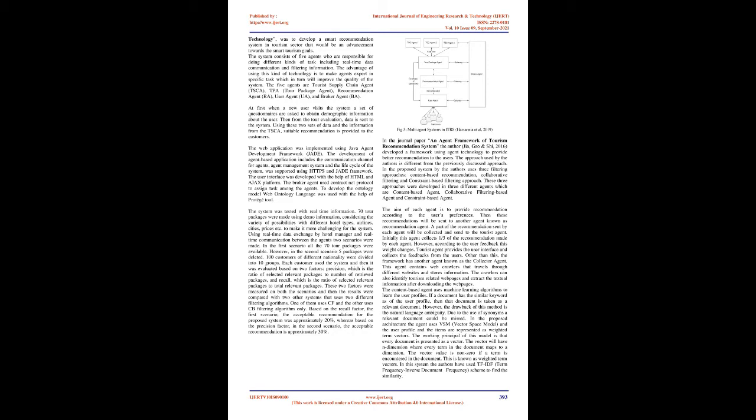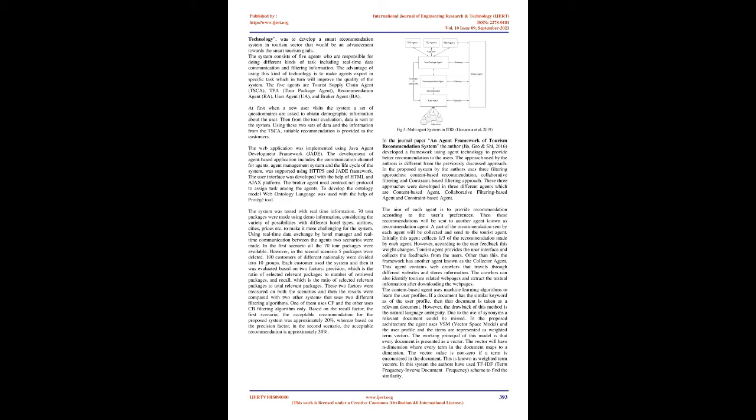The content-based agent uses machine learning algorithms to learn the user profiles. If a document has a similar keyword as the user profile, then that document is taken as a relevant document. However, the drawback of this method is the natural language ambiguity. Due to the use of synonyms, a relevant document could be missed. In the proposed architecture, the agent uses VSM, vector space model, and the user profile and the items are represented as weighted term vectors.